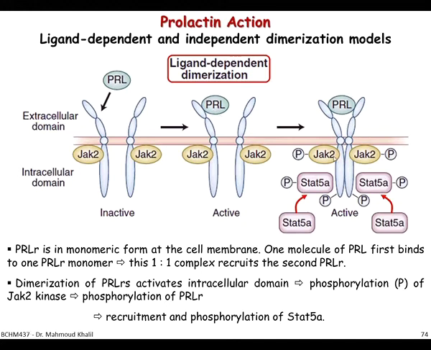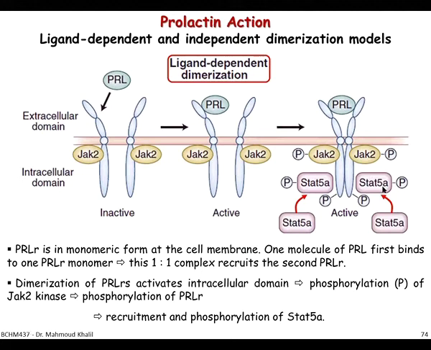This dimerization will induce JAK2 activation and hence autophosphorylation, which will induce the phosphorylation of the receptor itself. The process of phosphorylation leads to the full activation of the receptor, which leads to the recruitment of another protein, which is STAT5A, to be phosphorylated.